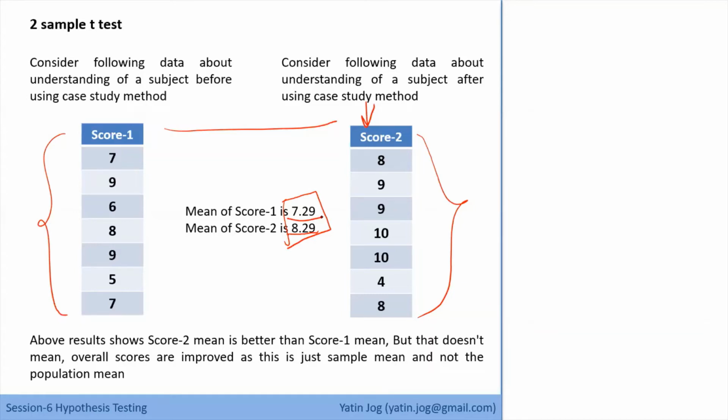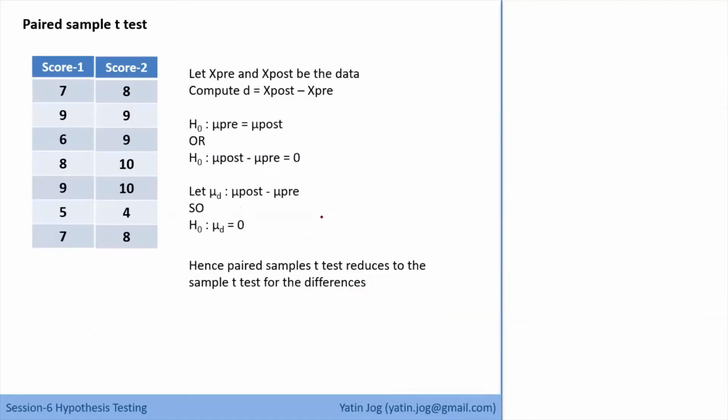So in this case, I can say that this is a situation for paired sample t-test. Now in case of paired sample t-test, I'll tell you what happens in the backend, how paired samples are executed, and then we'll go on Excel and execute the Excel method also. In case of paired sample, one of the scores is always pre, and one is always post some event. In this case, the event is case study method. So I denote them as X pre and X post.